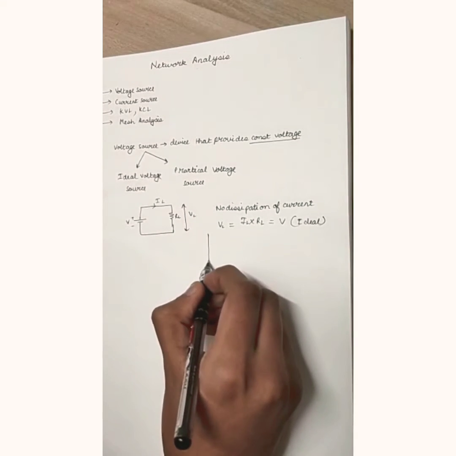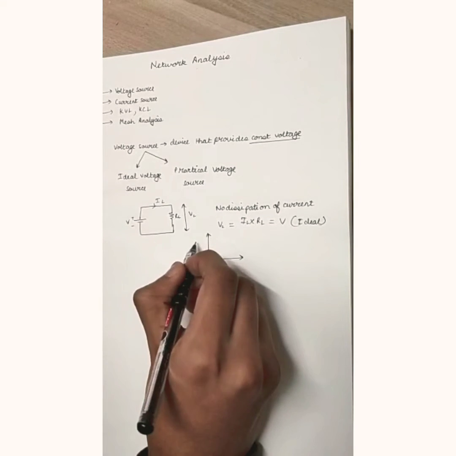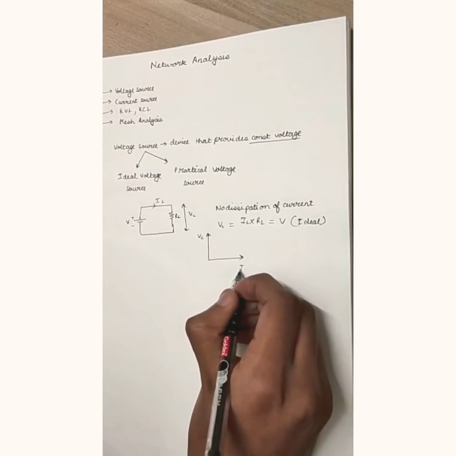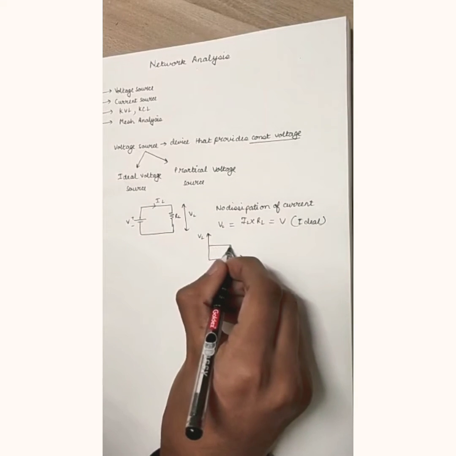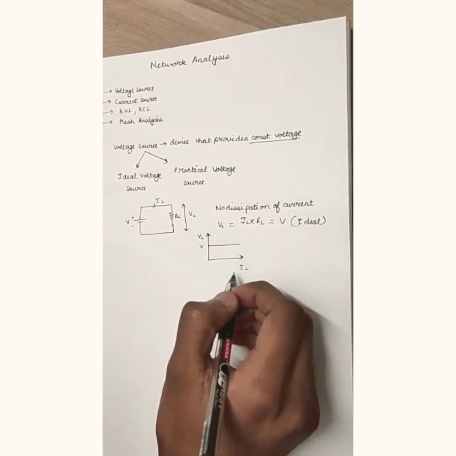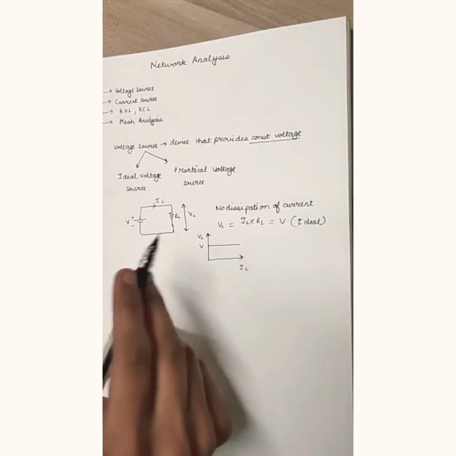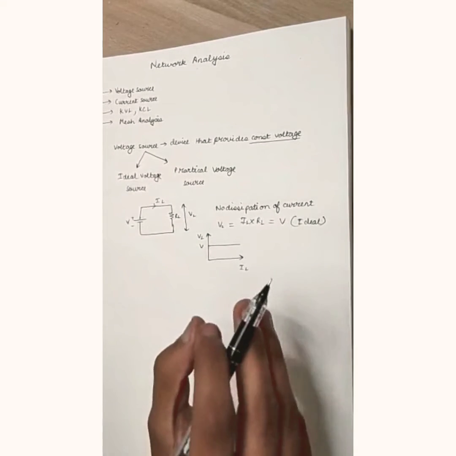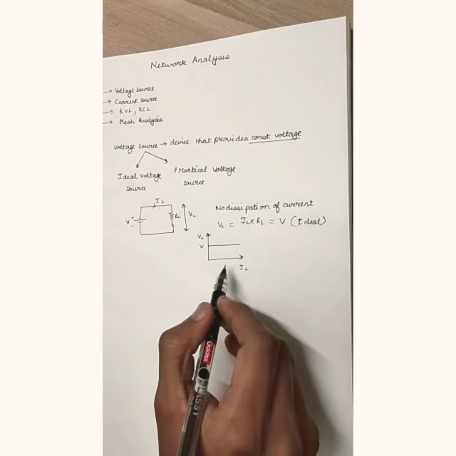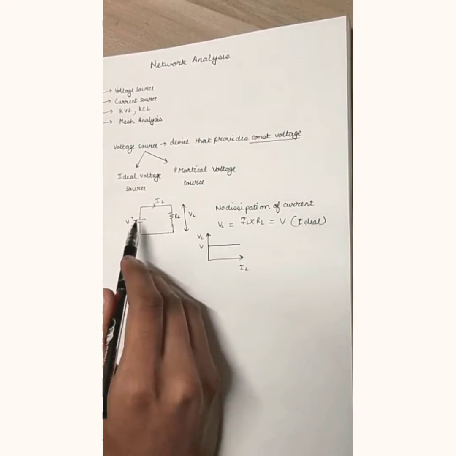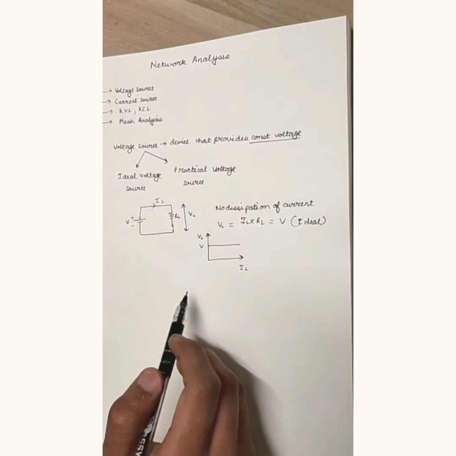If we consider it graphically, plotting VL versus IL, you will notice that it turns out to be a constant, which is V. This is because there is no resistance in the wire. If we recall, Ohm's law states that the voltage applied is directly proportional to the current. And in this particular case, we do not have any resistance here, so this particular graph comes.